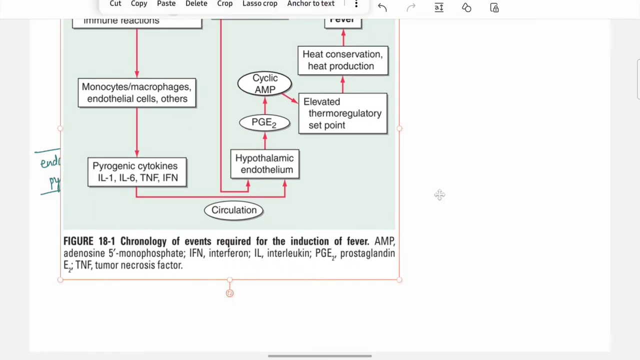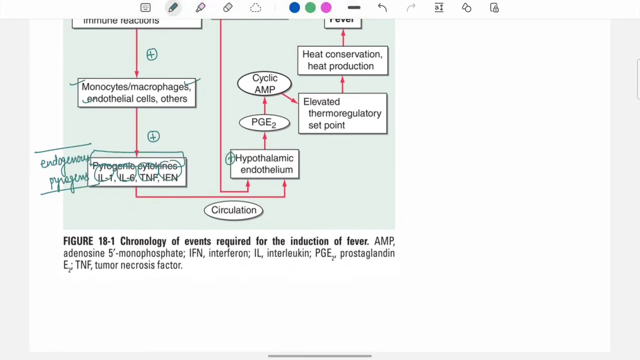They are released in the circulation and reach the CNS. In the CNS, they stimulate the hypothalamic endothelium. From the hypothalamic endothelium, there is release of prostaglandin. Prostaglandin E2 is the most important mediator for fever. When prostaglandin E2 is released, it stimulates the prostaglandin E2 receptor present in the hypothalamus, which leads to release of cyclic AMP. And cyclic AMP elevates the thermoregulatory set point. This is the main mechanism behind the induction of fever.